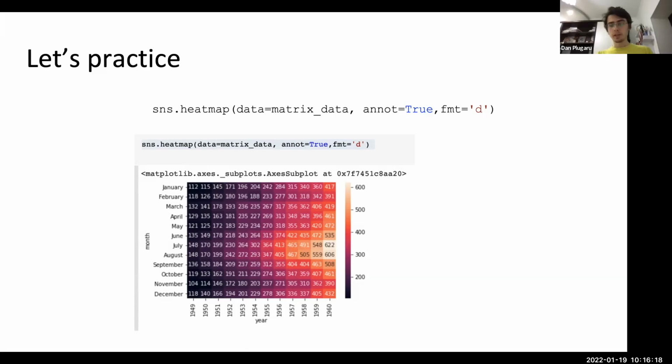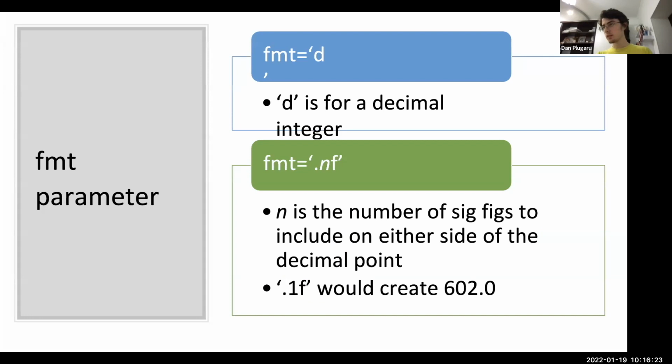Yeah, about the fmt parameter. fmt stands for formatting, right? Yeah, I think so. But can you explain the .nf again? Yeah. So basically, how many digits do you want if it's a real number, right?